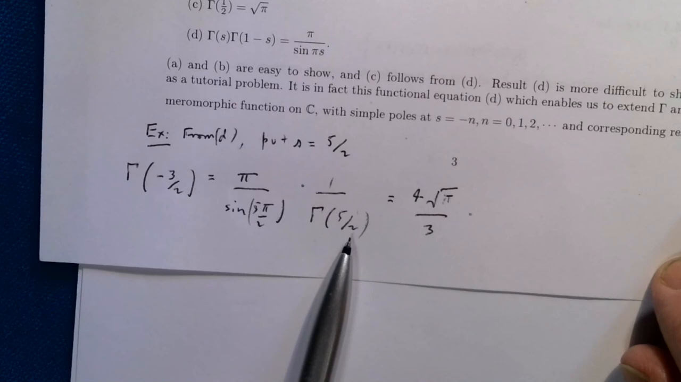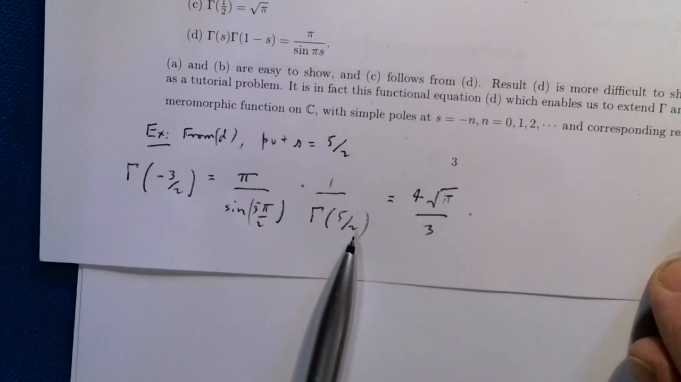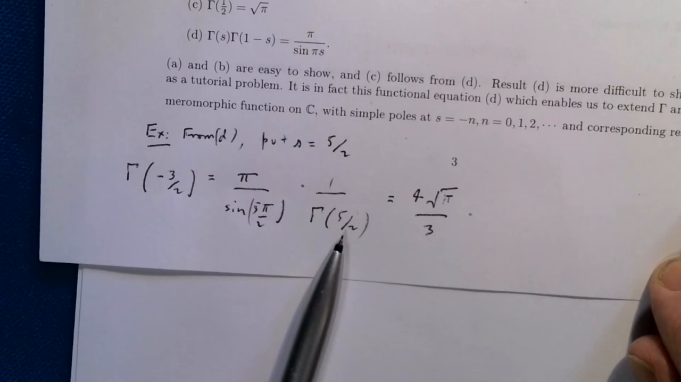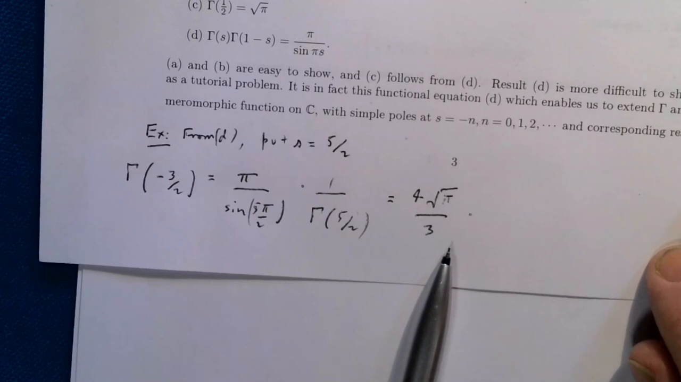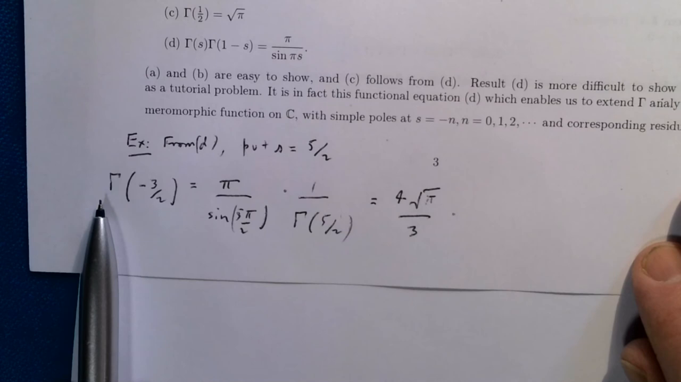And you can then use the formula A to bump this down until you get gamma of 1/2, which is root pi. And the root pi you get in the denominator here cancels with the pi to give you a root pi on the top. So you can evaluate these things. You might like to play around with calculating various values of gamma using these four properties. We'll have a look at some further properties of gamma in the next section.